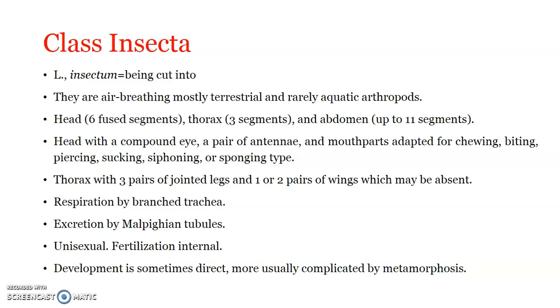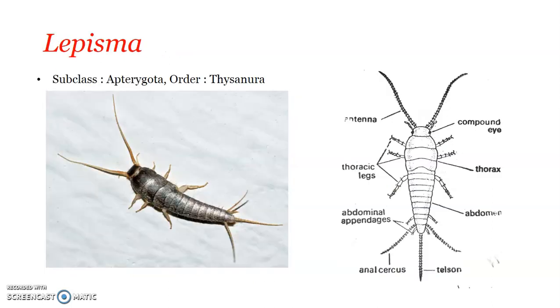Under class Insecta, there are plenty of examples which we are very familiar with, and one of the examples which we are supposed to study is Lepisma, commonly known as silverfish. It comes under the subclass Apterygota because they don't have wings during any of the stages in their life cycle. Order Thysanura. The Apterygota includes many other orders.